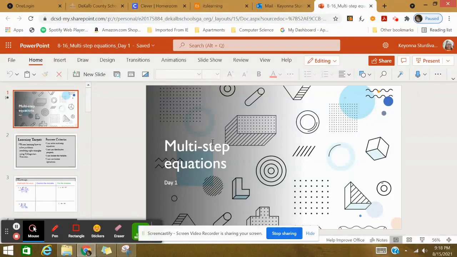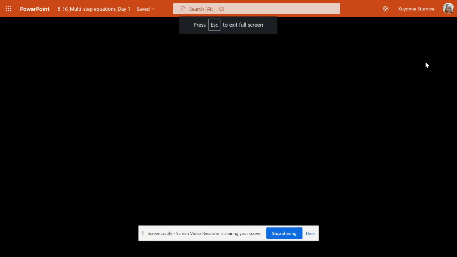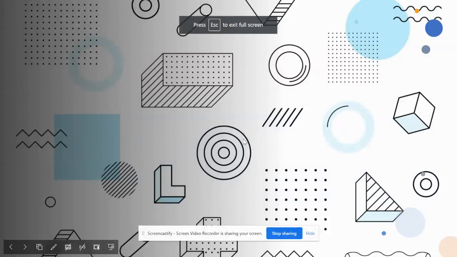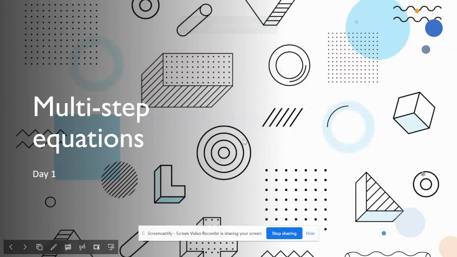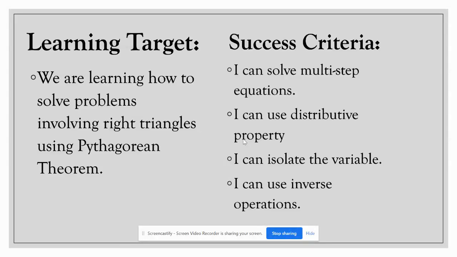So the orange group is working on multi-step equations. This is our first day, and today is August 16th, 2021. Please make sure that you write the learning target and success criteria down on the opening and closing sheet.